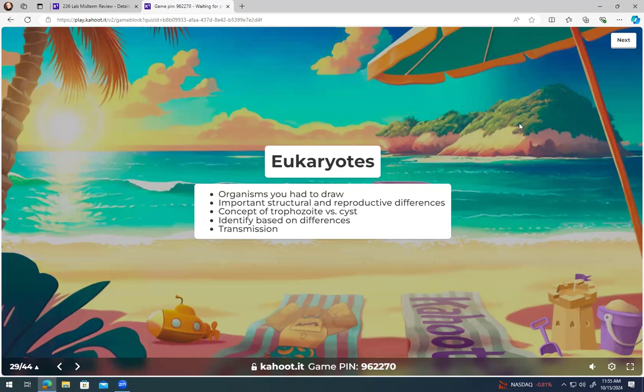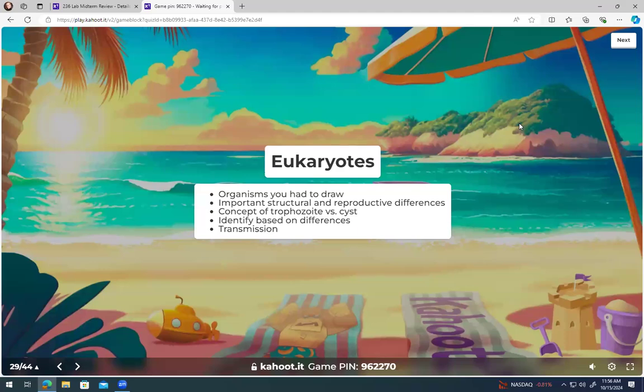Concept of trophozoite versus cyst. A trophozoite is like vegetative. Trophozoites are the active dividing forms. So I think troph to me sounds like trough, like you're eating. Okay. So you're not eating when you're dormant. So just like with the endospores, the cysts are our dormant structures.